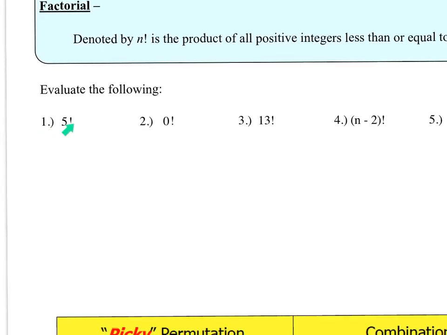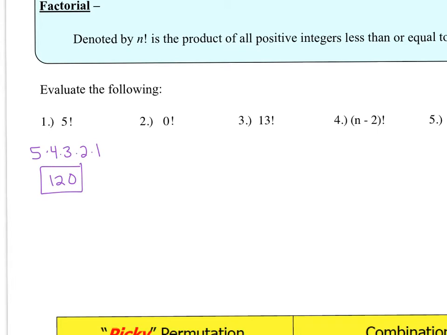So in number 1 here we see 5 factorial. So 5 factorial means that your n value is going to be 5. So we're going to start with 5, and you multiply it by integers less than that till you get to 1, because you only want positive integers. So we're going to do 5 times 4 times 3 times 2 times 1. You multiply all those together and you end up with 120.